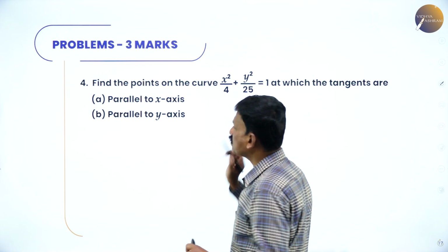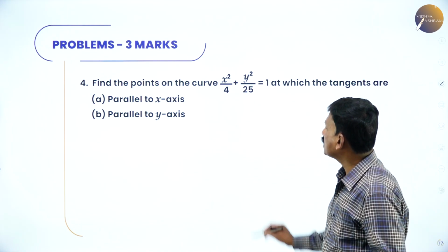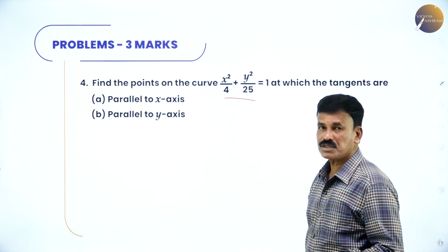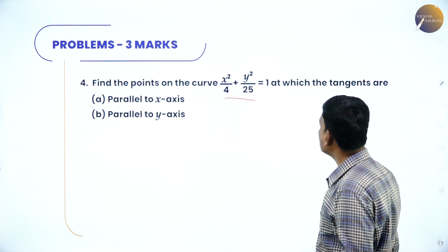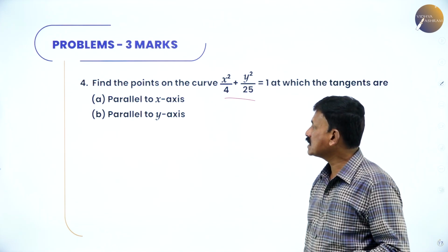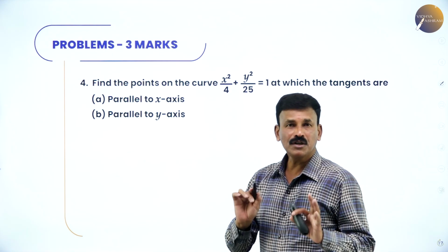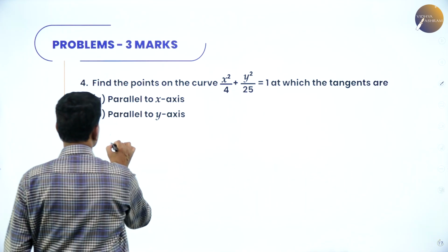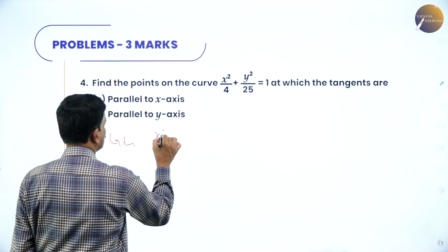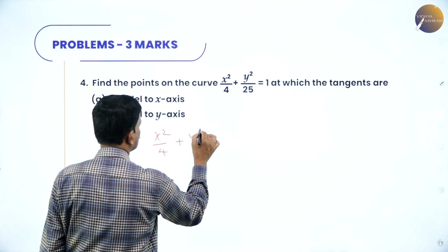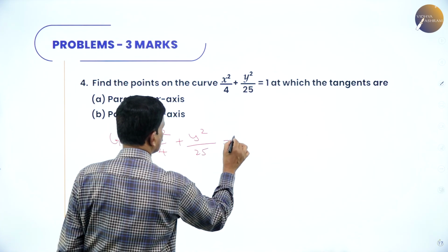Okay. Now move on to the next problem. Find the point on the curve x square by 4 plus y square by 25 is equal to 1 at which the tangents are parallel to x-axis and parallel to y-axis, or perpendicular to x-axis. Now differentiate. What is given? Given x square by 4 plus y square by 25 is equal to 1.